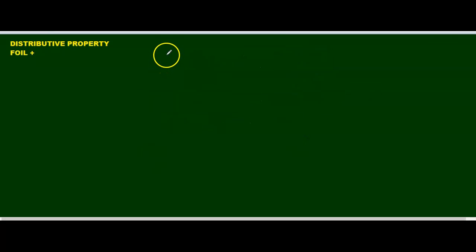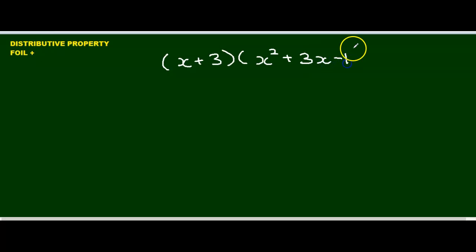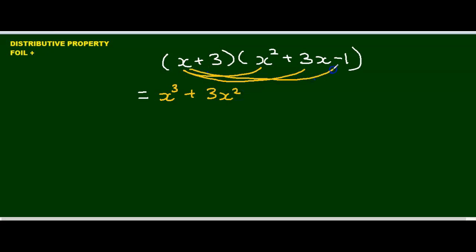So why do I do this? Well, let's say we have something more complicated. We have, let's say, 3 terms in one of our parentheses. So we have, say, x squared plus 3x minus 1. Okay? So I'm going to take the first term in my first parentheses, which is x, and I'm going to multiply it by each of the terms in the other parentheses. So x times x squared gives me x cubed. x times 3x gives me 3x squared. And x times -1 gives me -x.